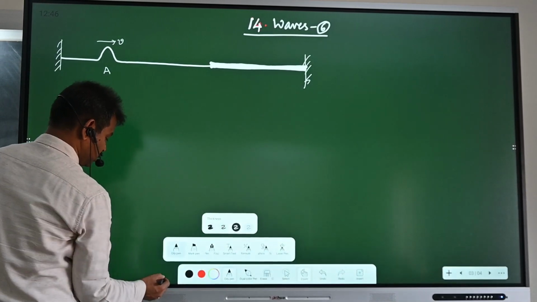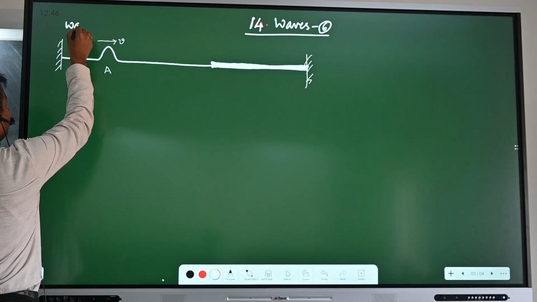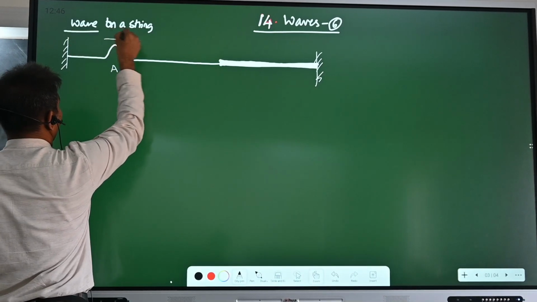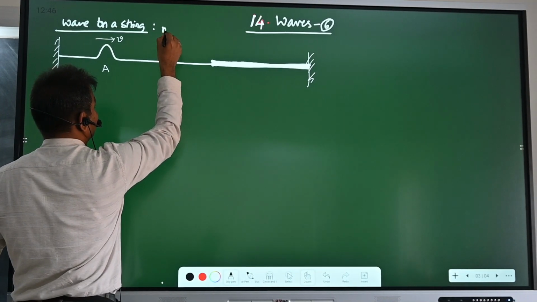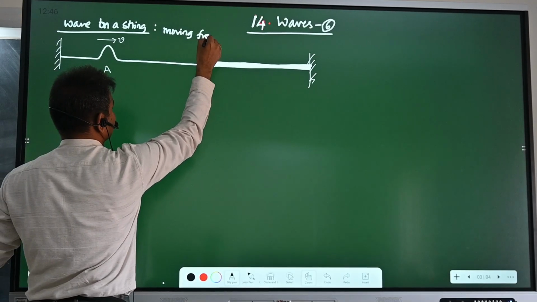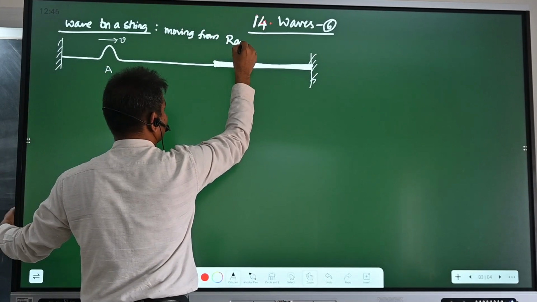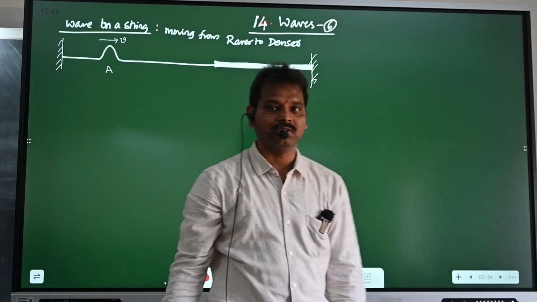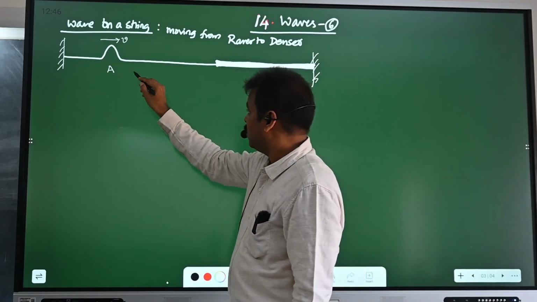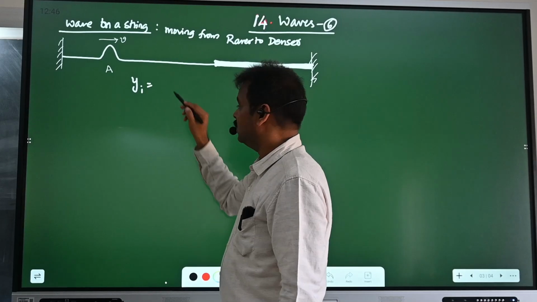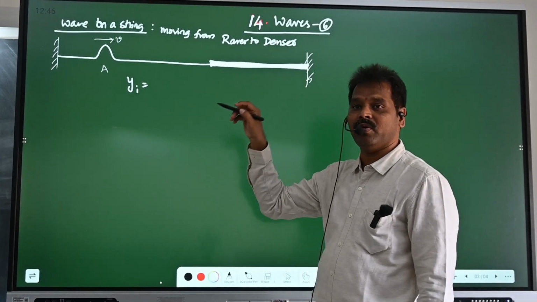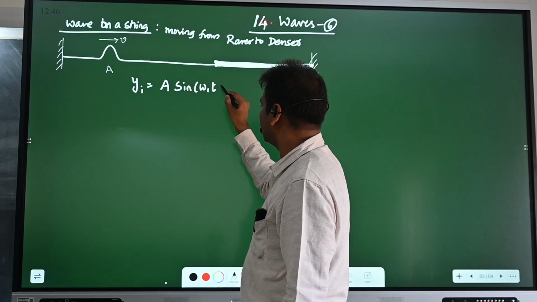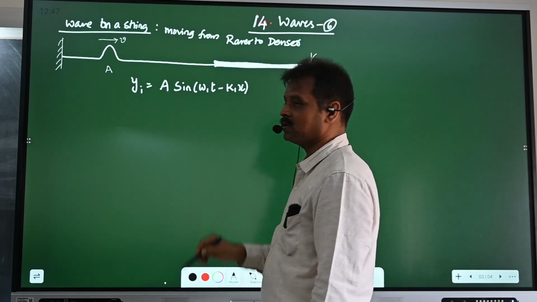Rarer to denser. So here, the wave on a string is moving or traveling from rarer to denser. This rarer, this denser. Now, what is the equation for the displacement of the incident wave? Tell me. A sin(omega 1 t minus k1 x).